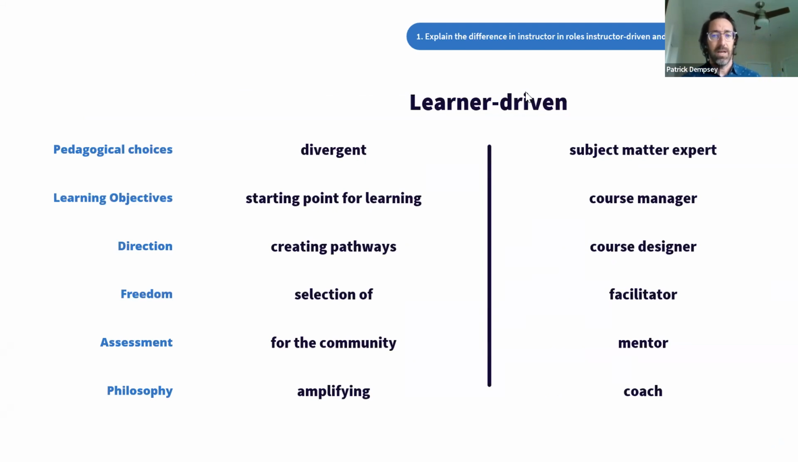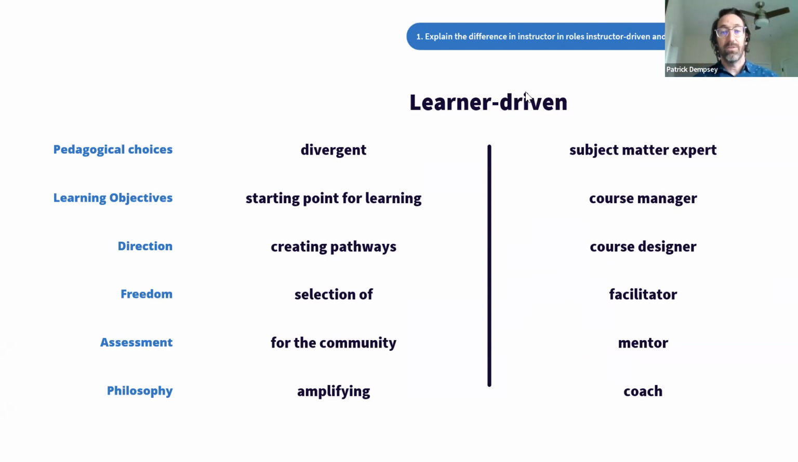So for divergent practices, you need to be a subject matter expert, of course, because you need to be able to know where students need to go. And I need to know the content so well. But of course, I need pedagogical knowledge to be able to choose different options for different students. As a course manager, it's going to help me understand what role objectives play in the course.